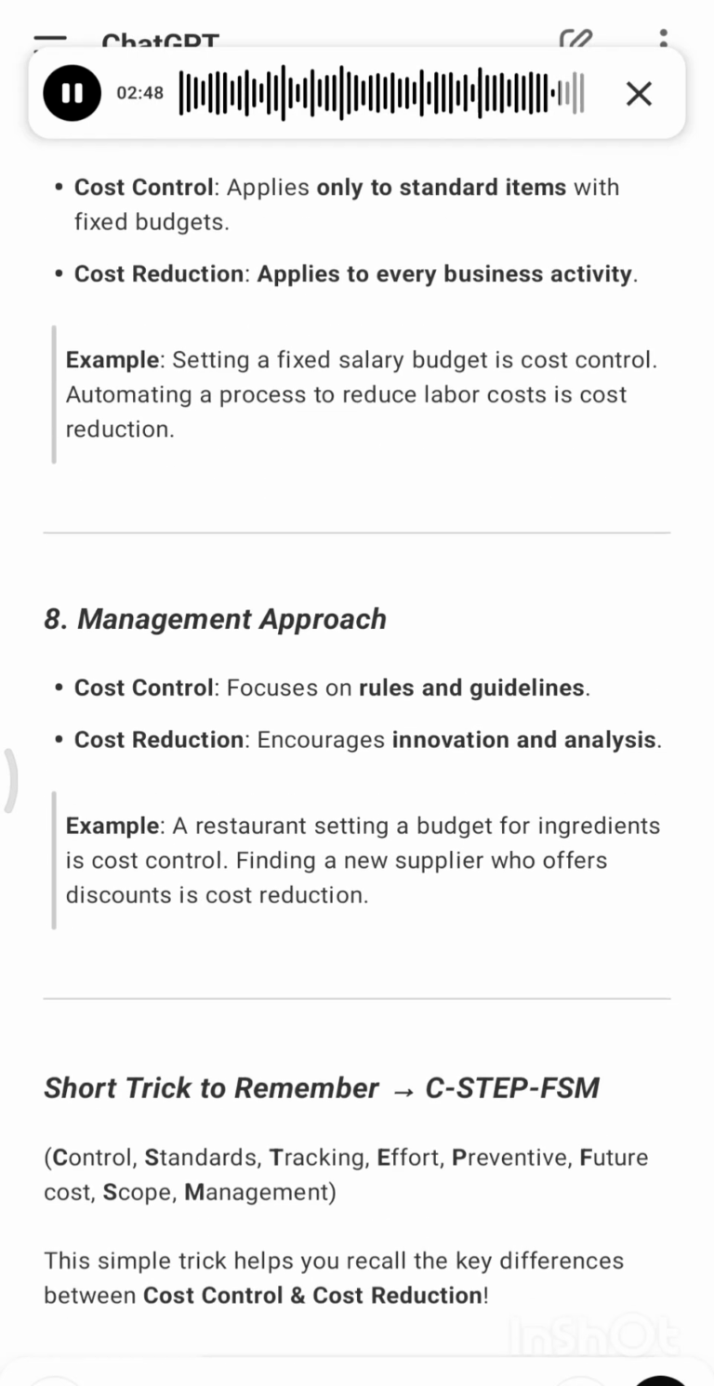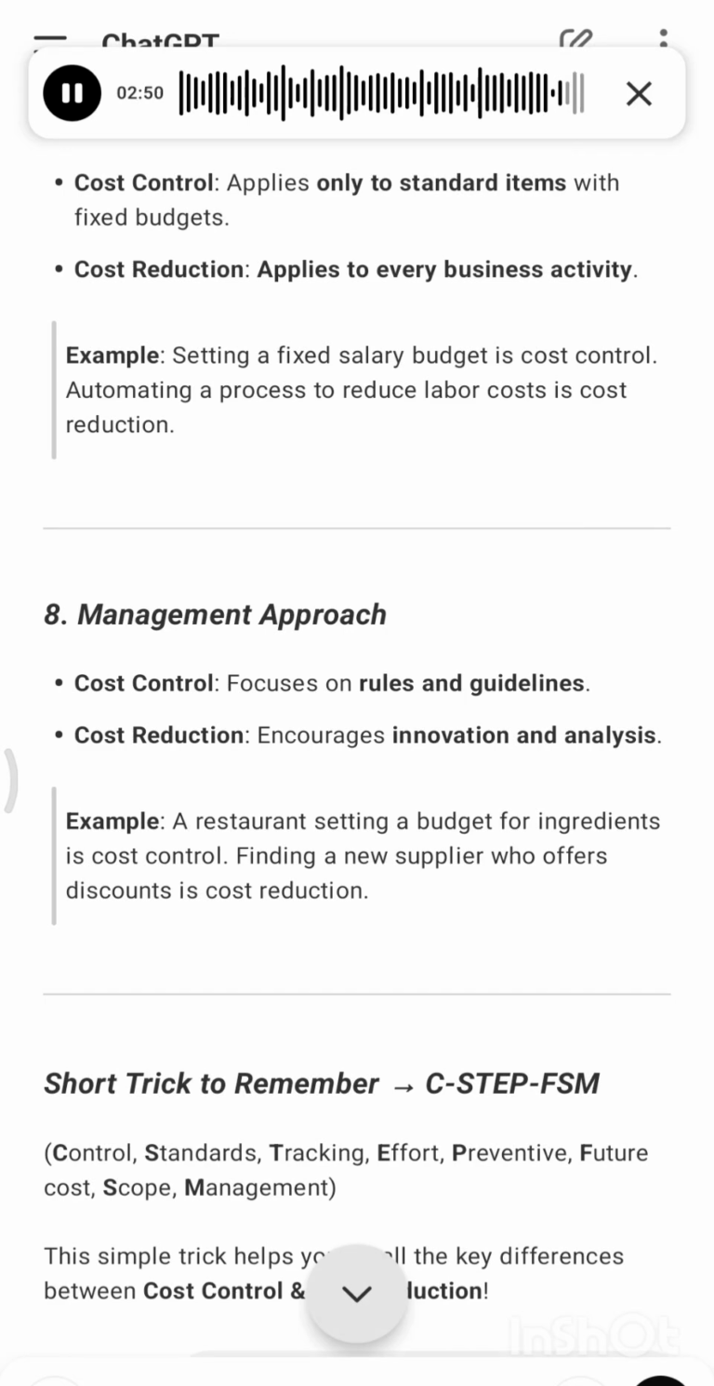Short trick to remember: control, standards, tracking, preventive, future cost, scope, management. This simple trick helps you recall the key differences between cost control and cost reduction.